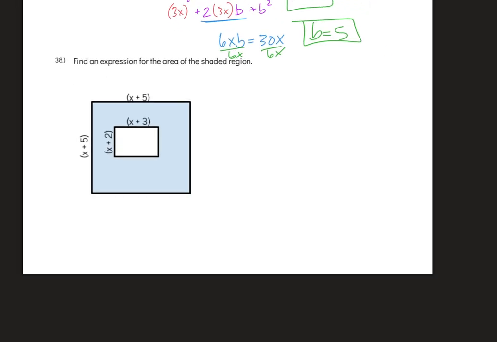Well, so the area of the, hang on, we have to use blue for that because it's blue. The area of the blue is equal to x plus 5 squared. The area of the white, I'm just going to write it in yellow, is x plus 2 times x plus 3. And all we're going to do is just subtract these, okay?